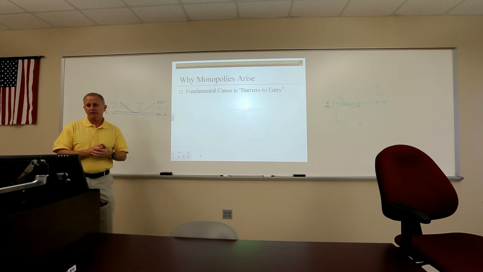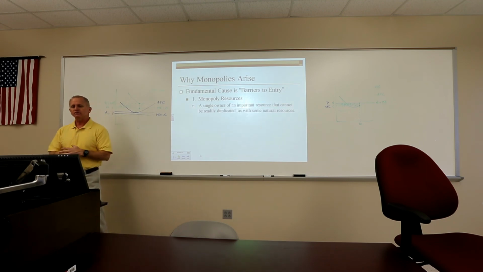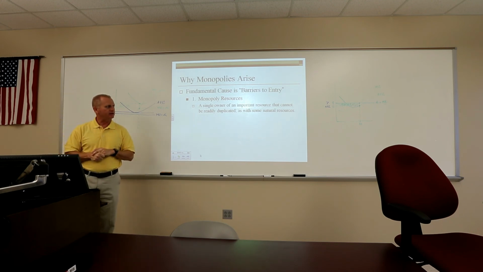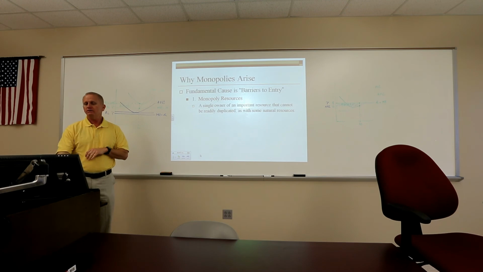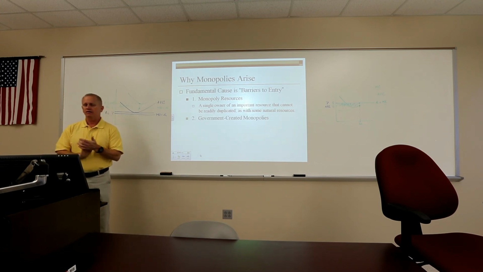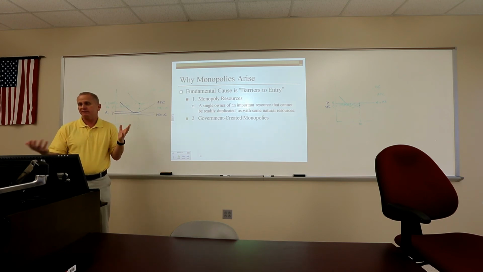But the fundamental cause is a barrier to entry. There are some reasons here. Monopoly resources. This is the natural resources. Sometimes there is a single owner of an important resource that cannot be readily duplicated, which is a natural resource, such as De Beers and their diamonds. De Beers owned about 80–90% of the world's diamonds. And so they control the market for diamonds. I think there's a clip in this slide series about that, how a diamond is really nothing but a piece of rock.